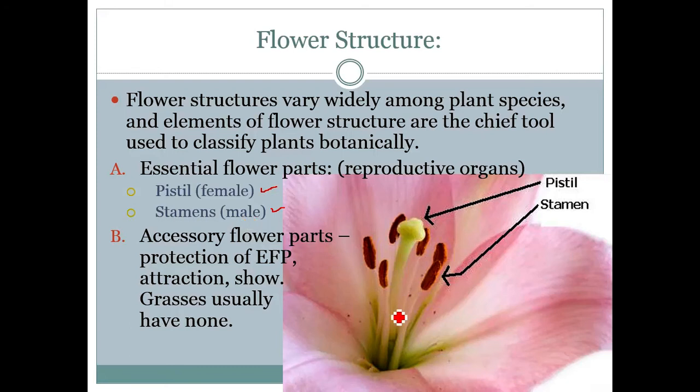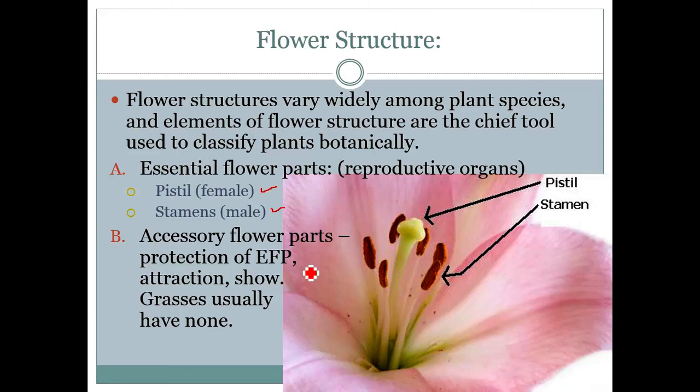This particular diagram of a flower here is a very typical flower. It has a pistil here. This is where pollen is collected. This is the stamen. This is where pollen is produced. There are other parts of flowers, though. The essential ones are the ones that are involved in reproduction. These have other roles in plants.